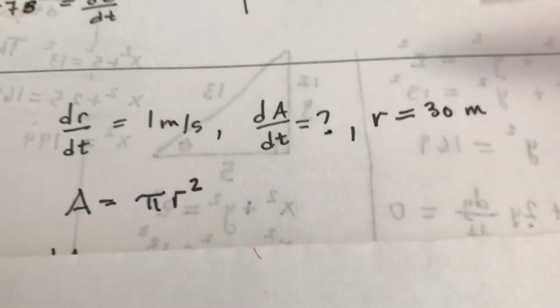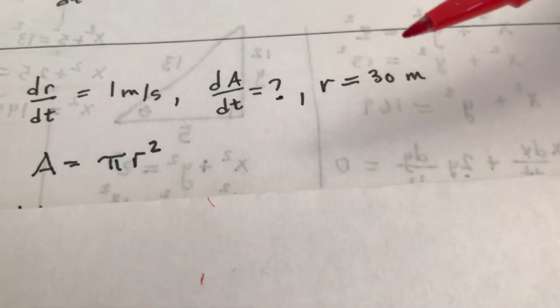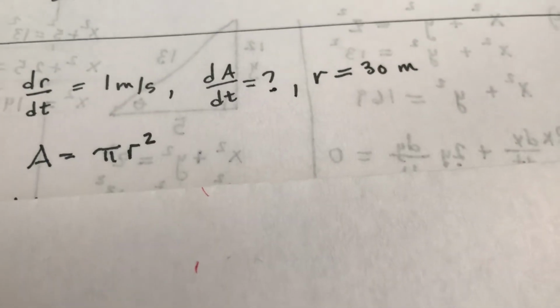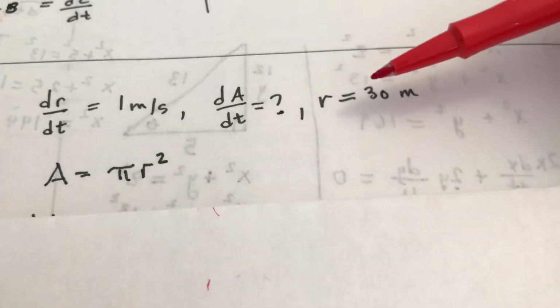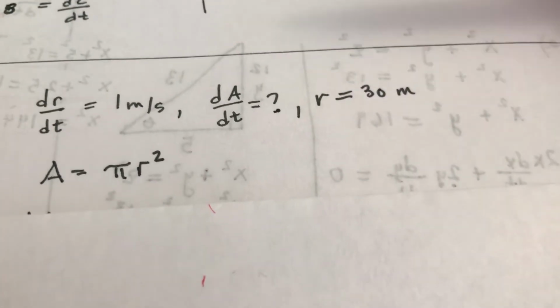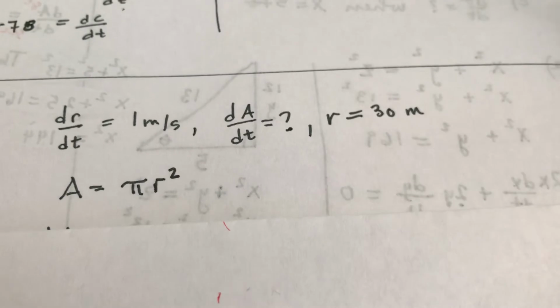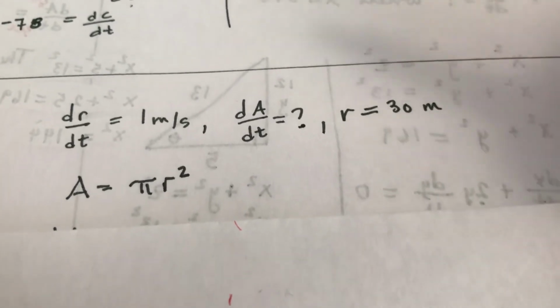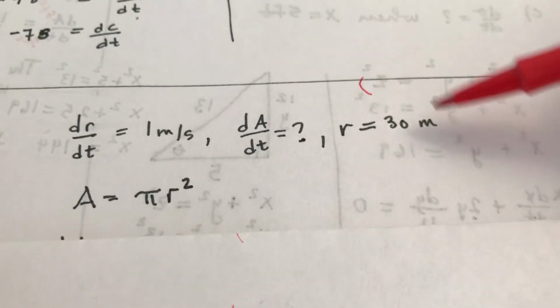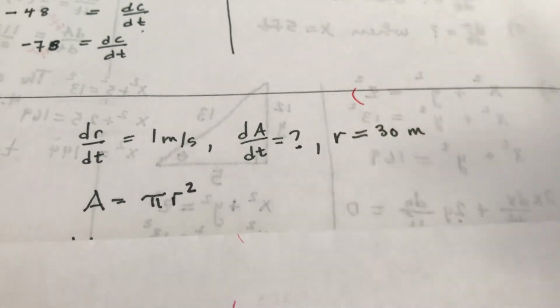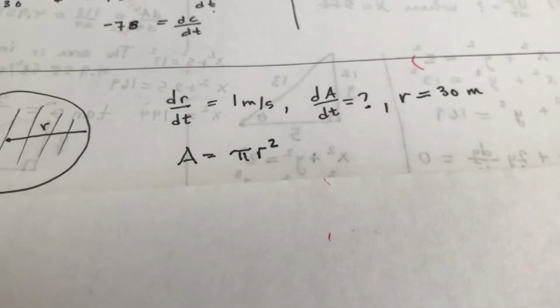We want to know what's happening at the moment when the radius is 30 meters. These values that we're determining always depend on a certain point in time, and this is the time when the radius is 30. The values will change if we're talking about when the radius is 5 meters or if the radius is 100 meters.